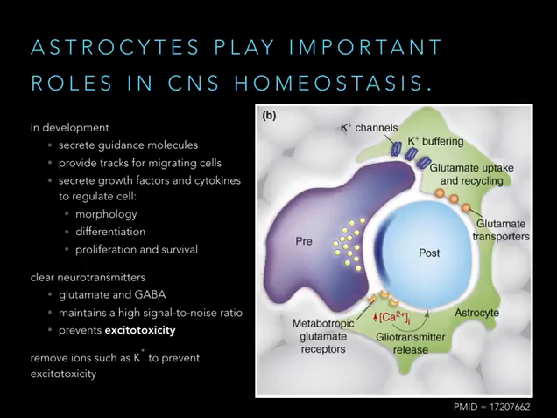We want fast on, fast off. And the only way to do that is to clean up your mess. So after the neurotransmitter has been spat out, we need something to clean it up, and that's the job of the astrocyte. Astrocytes are going to have a number of neurotransmitter transporters so they can take it up.